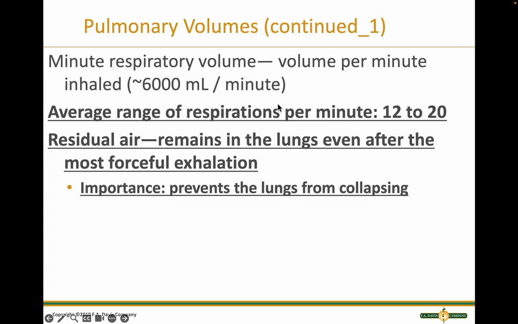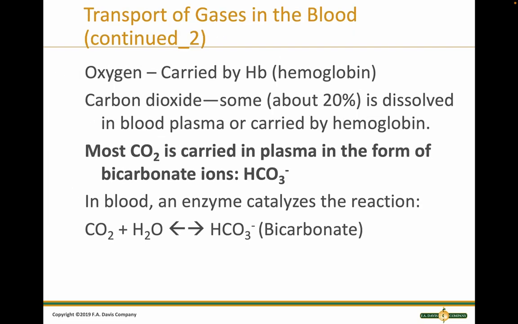It's hard to do yourself, because once you pay attention to your own breathing, you change your breathing. But if you were to look at someone, or when you do a physical exam or check somebody, you could see this number. So we can look at the transport of gases in the blood. We talked about hemoglobin being the main way that oxygen is transported in the blood. Carbon dioxide is a bit different. It is dissolved in the blood mostly.